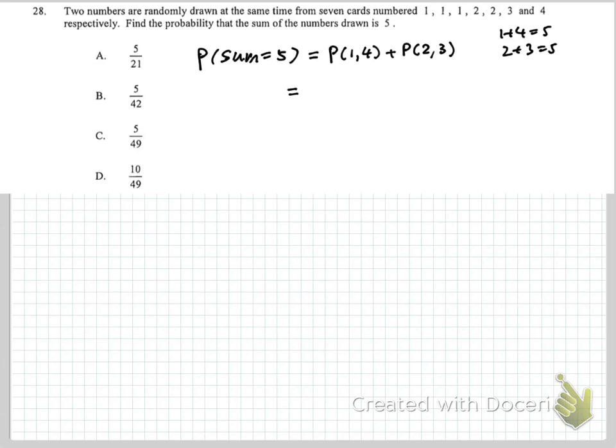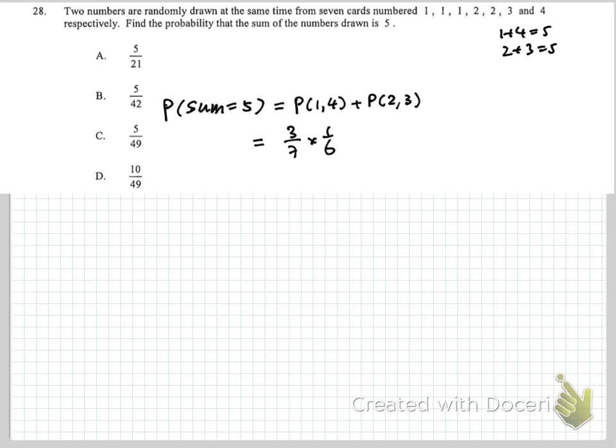So the probability for 1 will be 3 out of 7. To get a 1 will be 3 out of 7. And then after you take away the 1, there is only 1 out of 6 for the next number 4, because you take away the number 1, so that is 1 fewer number. So it goes down to 1 out of 6 for the number 4. And then we have the probability of 2 and 3.